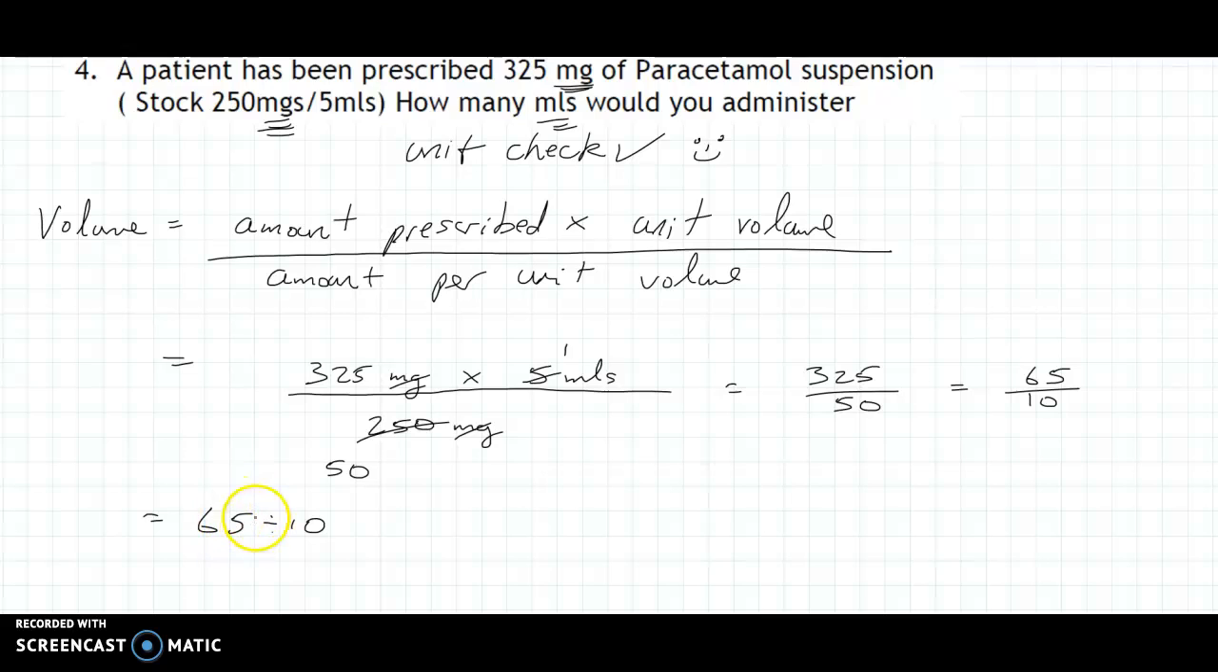We hop the decimal point in there, on the right hand side of the 5, and we get 6.5 mils, because we still have our mils remaining here. 6.5 mils. Does it make sense?